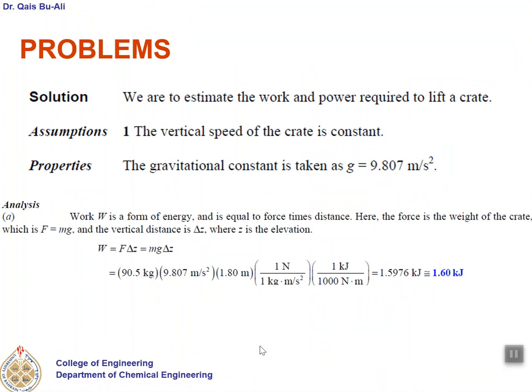Okay, so I'm back. This is what we said. This is mass. Now mass times acceleration is force or weight, times delta z. This will give me the work. And now those are unity conversion factors. At the end of the day, I got this, which is 1.6 kilojoule of work. Okay, 1.6 kilojoule of work.